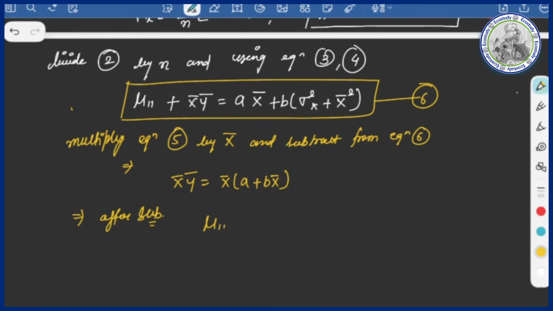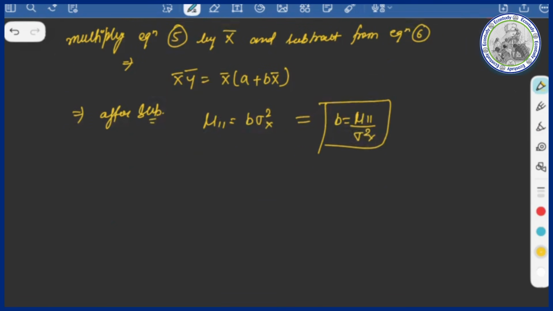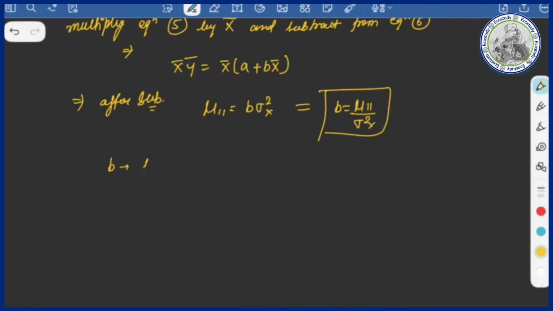after subtraction we will get mu 11 is equal to b sigma squared x, that is, b is equal to mu 11 by sigma squared x. And what is mu 11 here? It is the covariance. Now, b is what? So b is the slope of the line of regression of y on x.